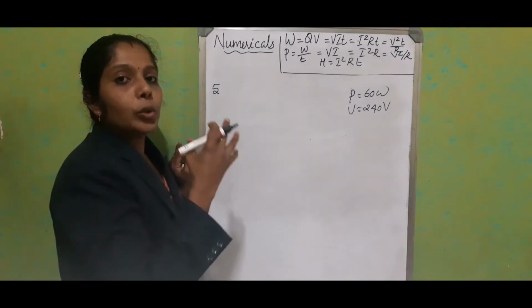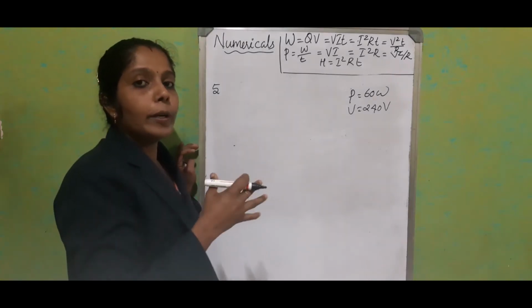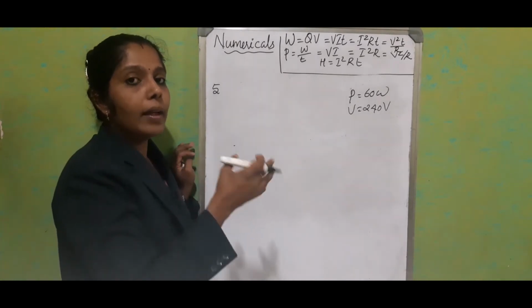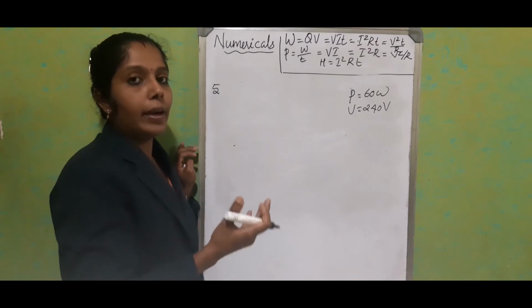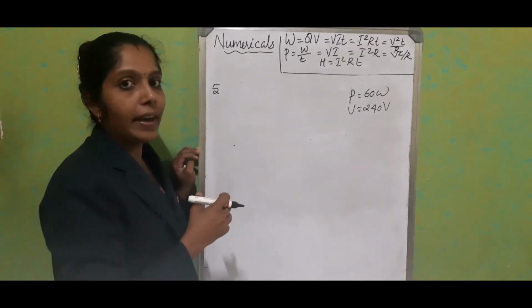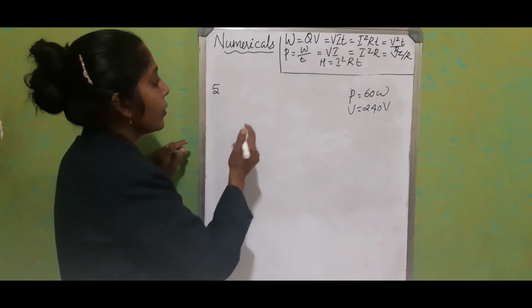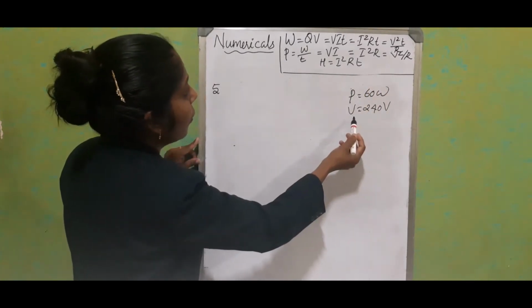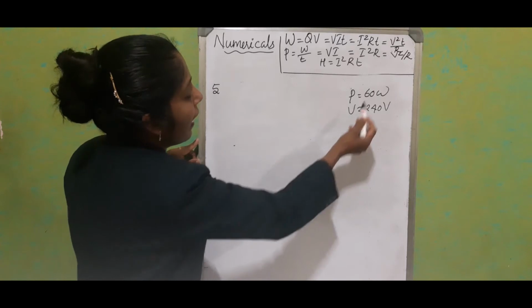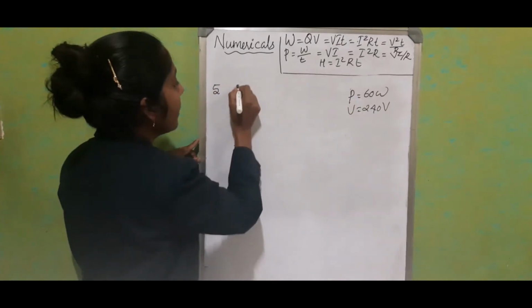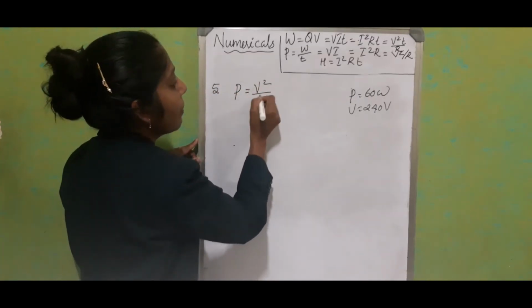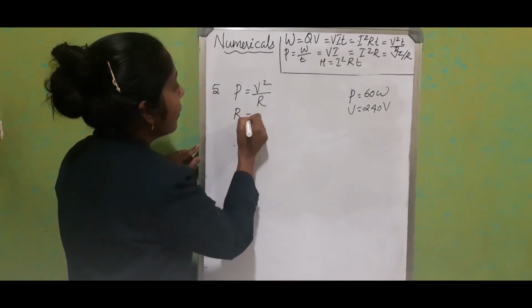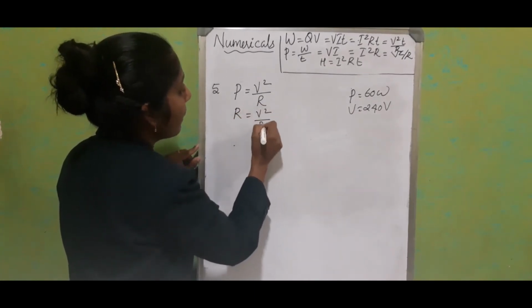So if you want to compare the brightness, we need to find out the resistance for one bulb and we have to find out the current. Let us find out the resistance first. We have an equation with the resistance. If the voltage is given, we can find out the resistance by using the equation P is equal to V square by R. So R is equal to V square by P.